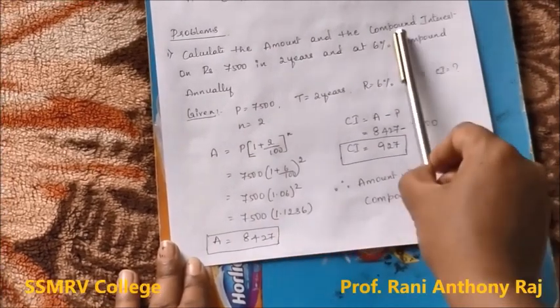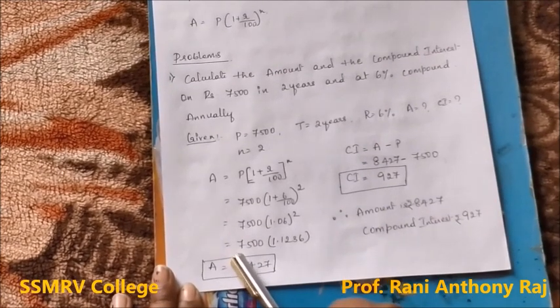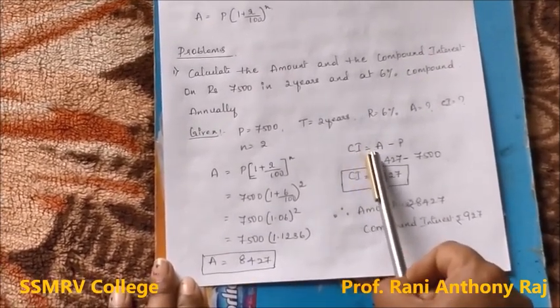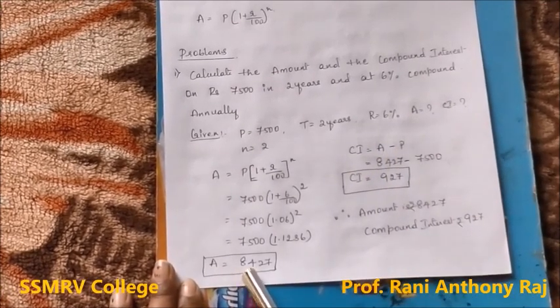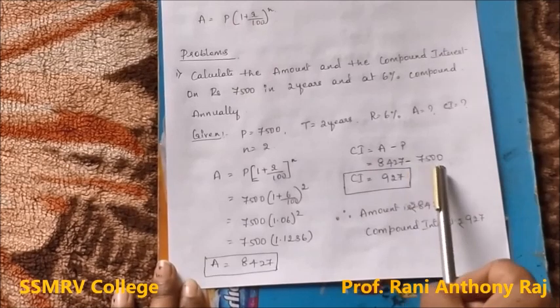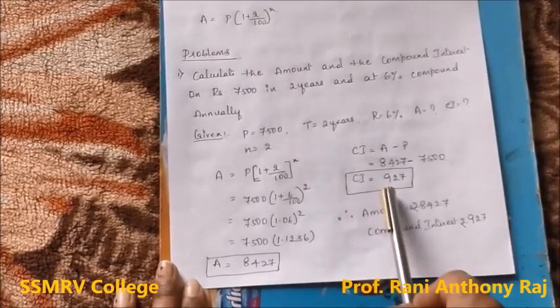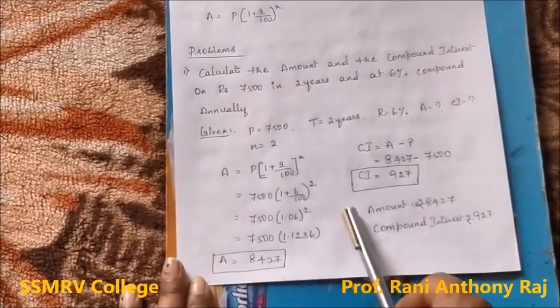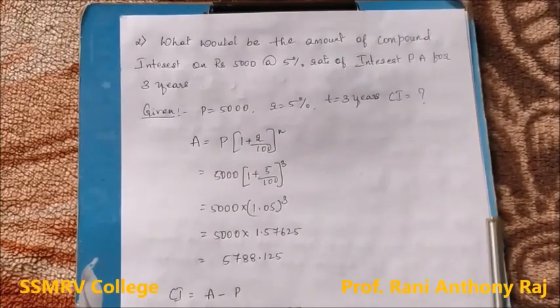Next, we need to calculate compound interest. To find the compound interest, when you know the value of the amount, you can just subtract. That is, compound interest is equal to amount minus principal. Amount is 8,427 minus principal amount 7,500. So the compound interest is 927. This is how you need to calculate compound interest. We'll move on to a second problem.